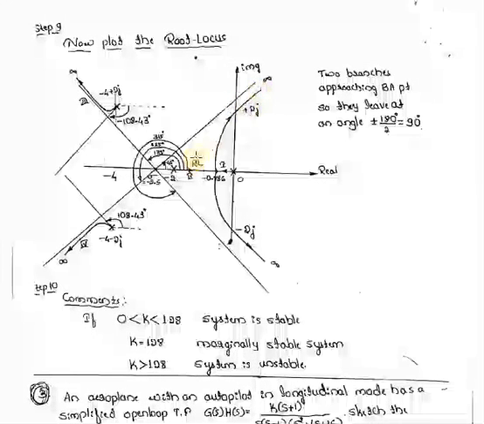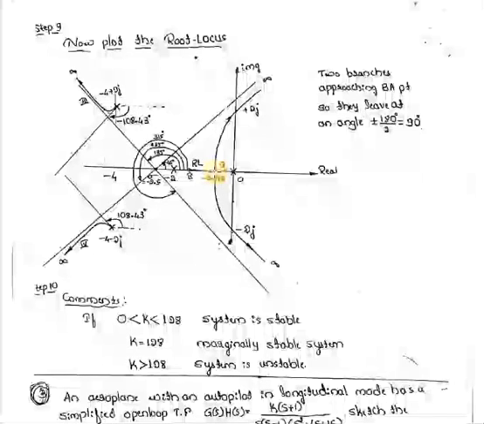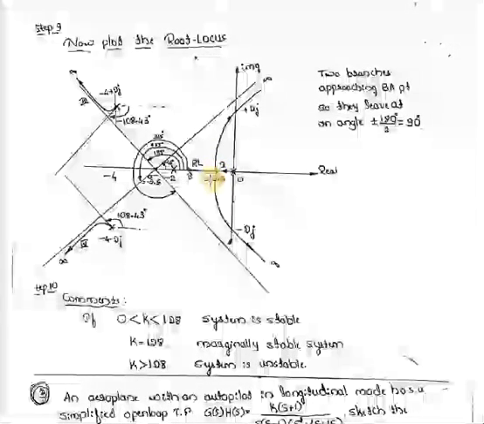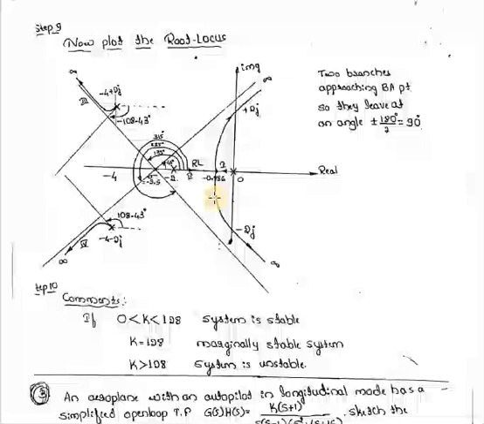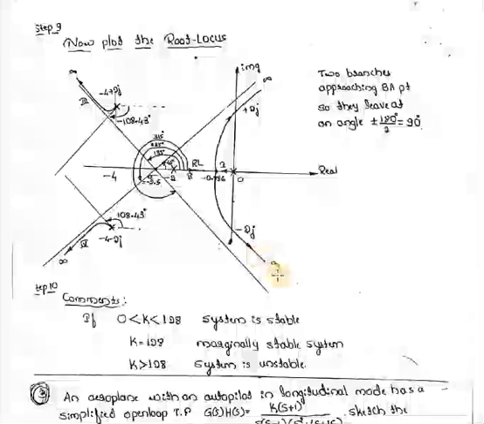Similarly, the second pole will start from minus 2 and it will come to the breakaway point, that is minus 0.786. From there it will tend to infinity following these asymptotes and having the intersection at minus 2j, and it will tend to infinity.